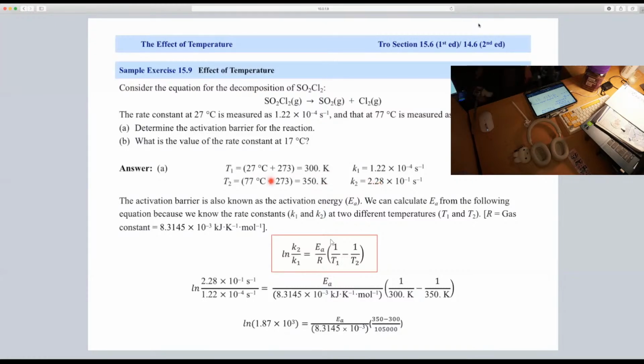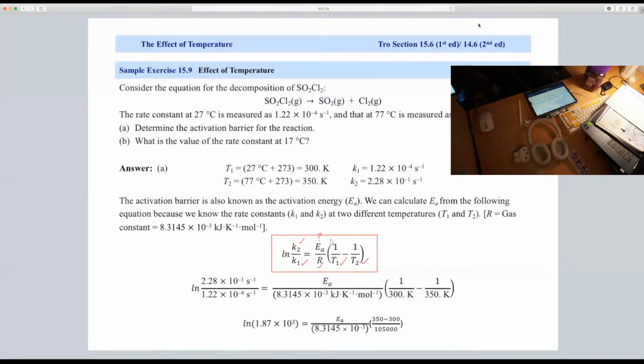Remember, if we have two temperatures and two rate constants, we can figure out what the activation energy is by using this equation. So we look at this equation: we know what K2 is, we know what K1 is, we know what T1 is, we know what T2 is, we know what R is, so we can figure out what the activation energy is. The rest is just putting the values into this equation and making sure that systematically we're able to solve the math.